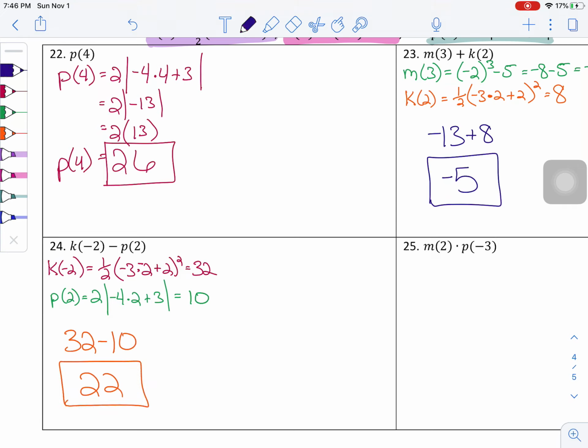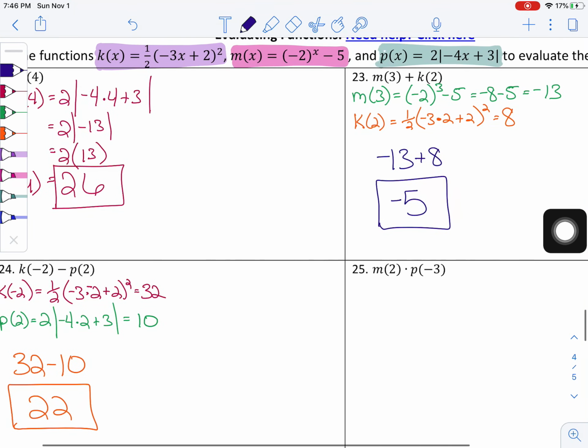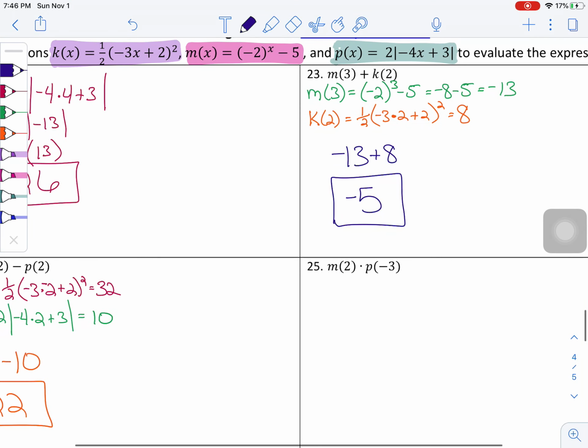All right, and one more final problem. M of 2 times p of -3. All right, so m of 2 is equal to -2 squared minus 5. So -2 squared is 4. 4 minus 5 is -1.